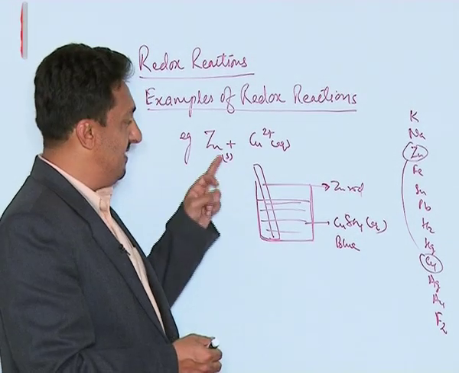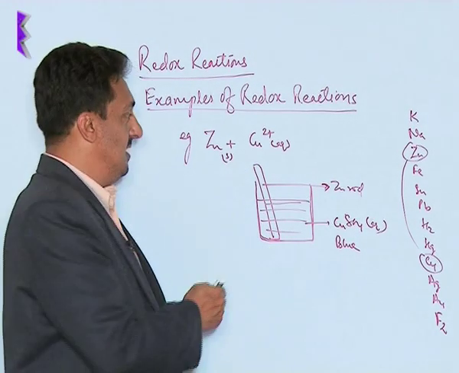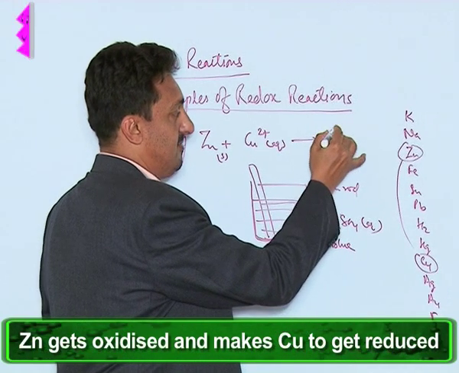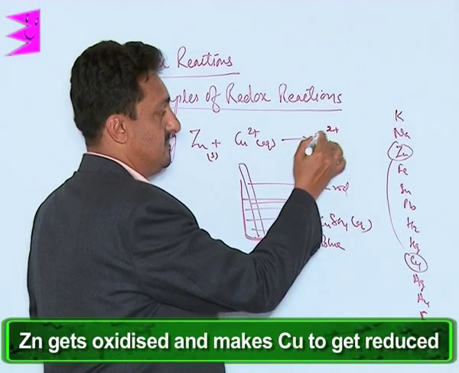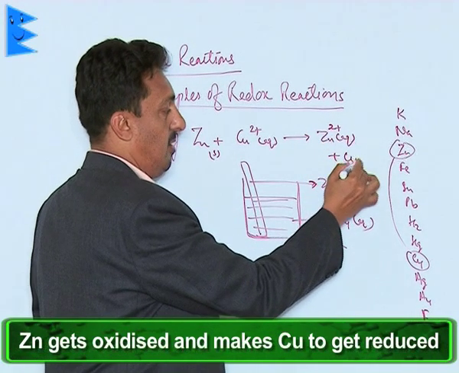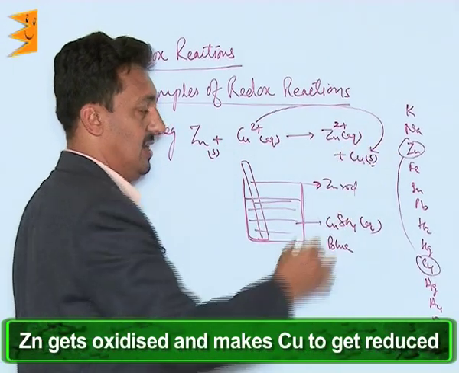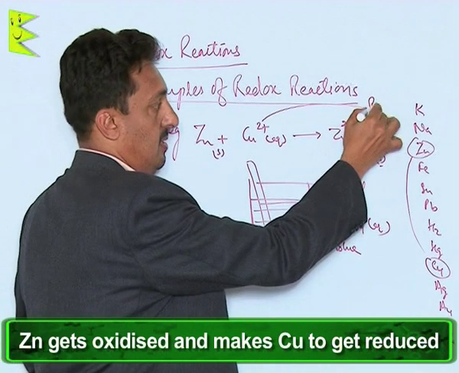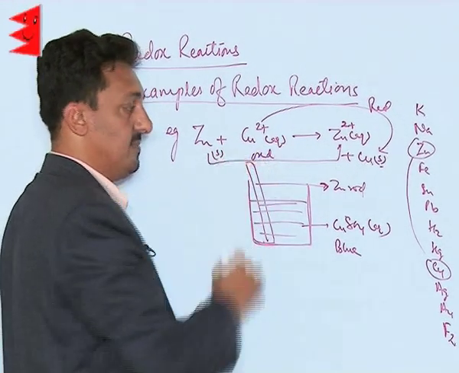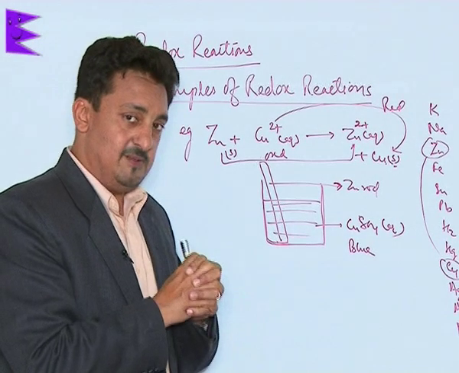So the moment you place this zinc rod in the copper ion solution, the zinc gets oxidized and it turns to Zn2+ ions in the aqueous medium, and it makes the copper get reduced. So this copper gets reduced here, and the zinc gets oxidized. This is how the redox reaction takes place.